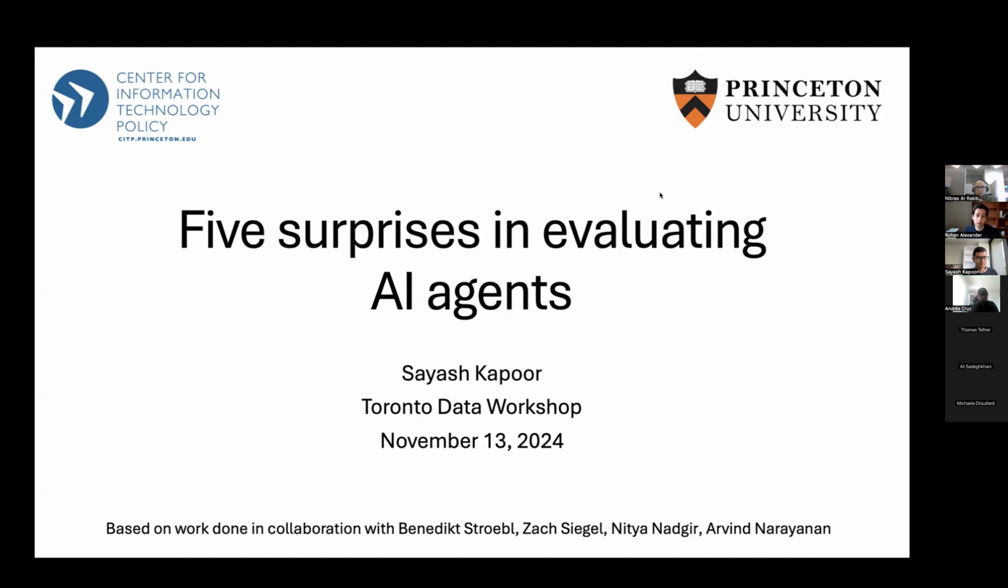And indeed, our guest today, Sayash Kapoor, is a computer science PhD candidate at Princeton. He's previously worked on AI in industry and academia, including both Facebook and Columbia, amongst other places. He's received a Best Paper Award at ACM FAccT, an Impact Recognition Award at ACM CSCW, and was included in Time's inaugural list of the 100 most influential people in AI. So it's a great pleasure to welcome him to Toronto Data Workshop to talk about 5 surprises in evaluating AI agents. Thank you very much.